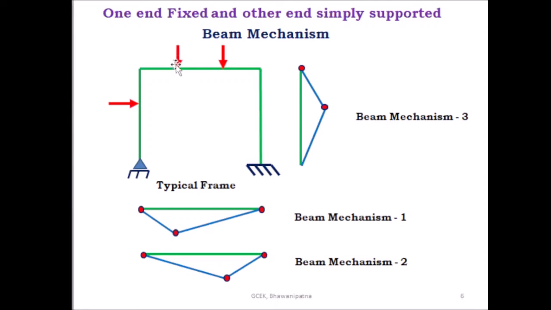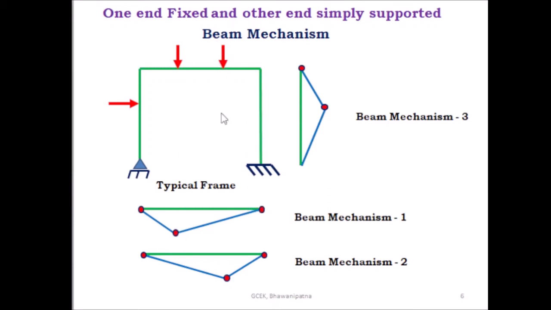Here also you have to take one beam mechanism under this load, another beam mechanism under this load, and another beam mechanism under this load. So under this load, this is beam mechanism 1, under this load this is beam mechanism 2, and under this one this is beam mechanism 3. But when you are considering beam mechanism 1, you have to take one plastic hinge here, another plastic hinge here, and a third plastic hinge under this load. This is beam mechanism 1.